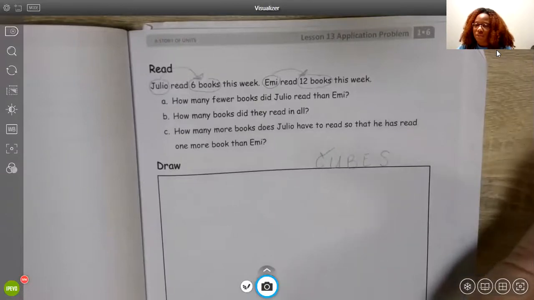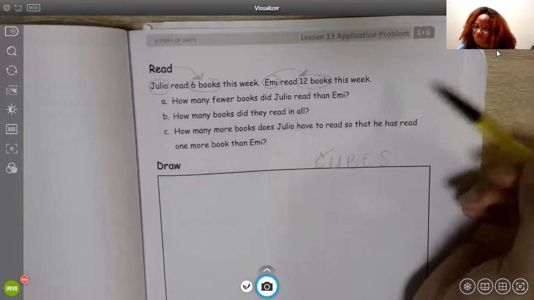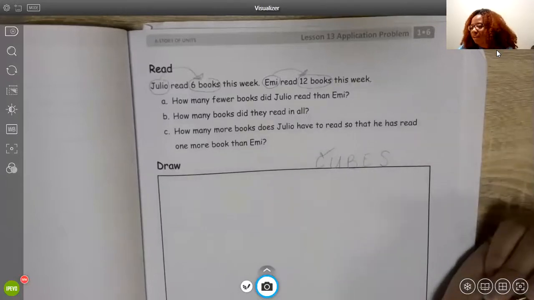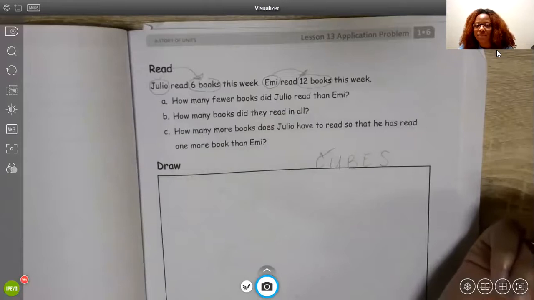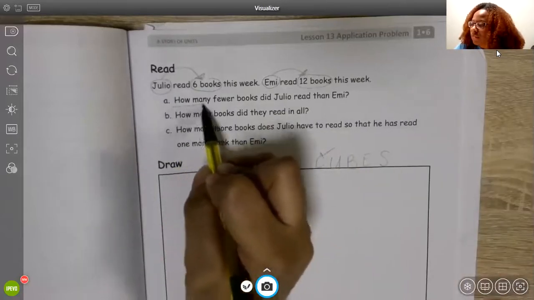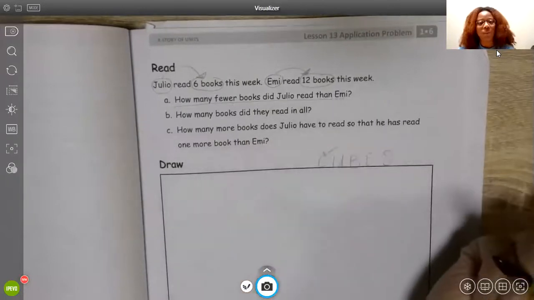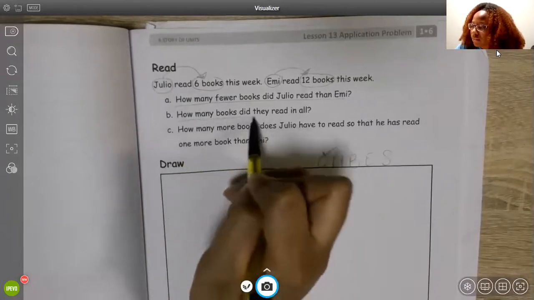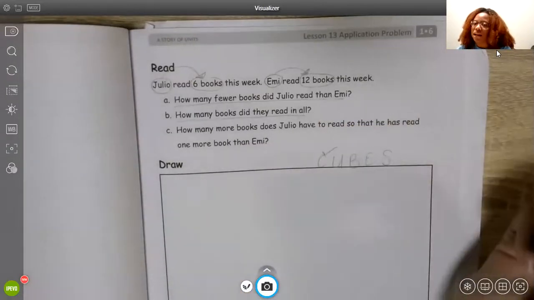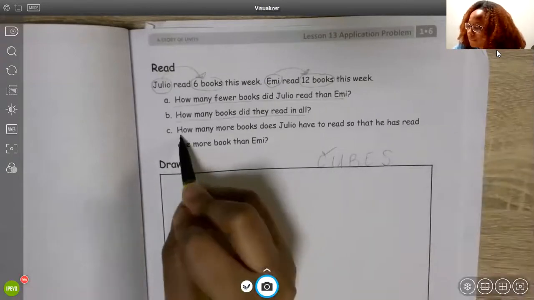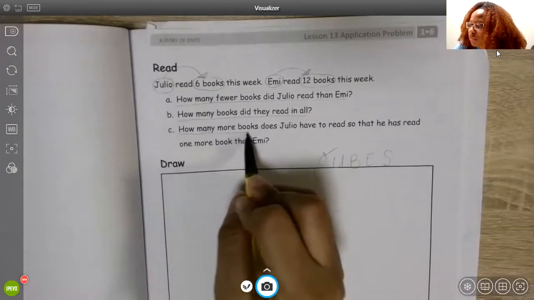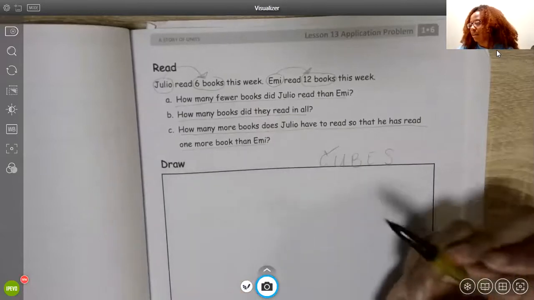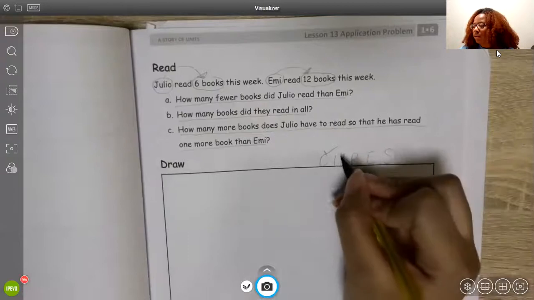Now, normally we only have one question, but how many questions do you see so far? We have 3 questions that we have to underline. What do you think our first question will be? Yes, how many fewer books did Julio read than Emmy? What will be my next question I have to underline? How many books did they read in all will be my second question. And what about the last one? This one's long. How many more books does Julio have to read so that he has read one more book than Emmy? So we have all of our questions underlined. Let's go ahead and check that off.